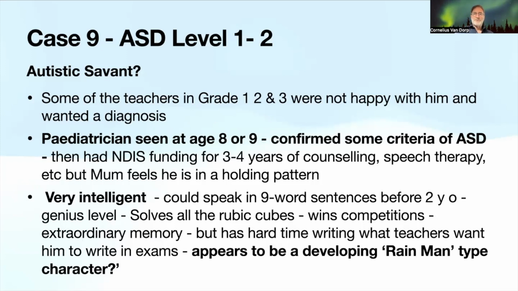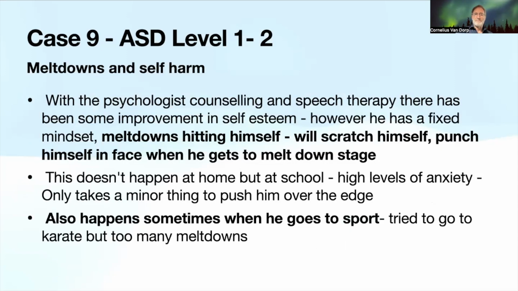The pediatrician saw him at age 8 or 9, confirmed some criteria of ASD, and then they had 3 or 4 years of counselling, speech therapy, etc. But with some improvement. But mum felt that he's now in a holding pattern. Now he's starting to get a lot of meltdowns.